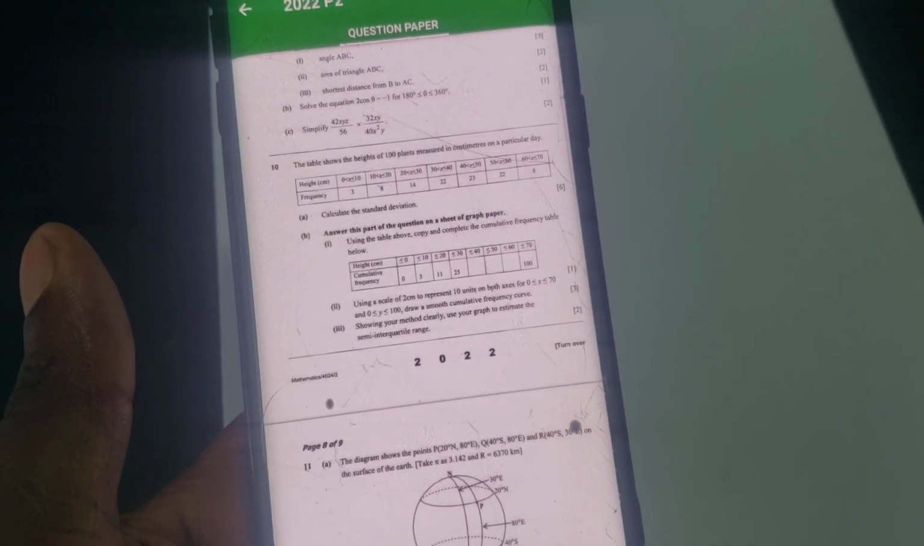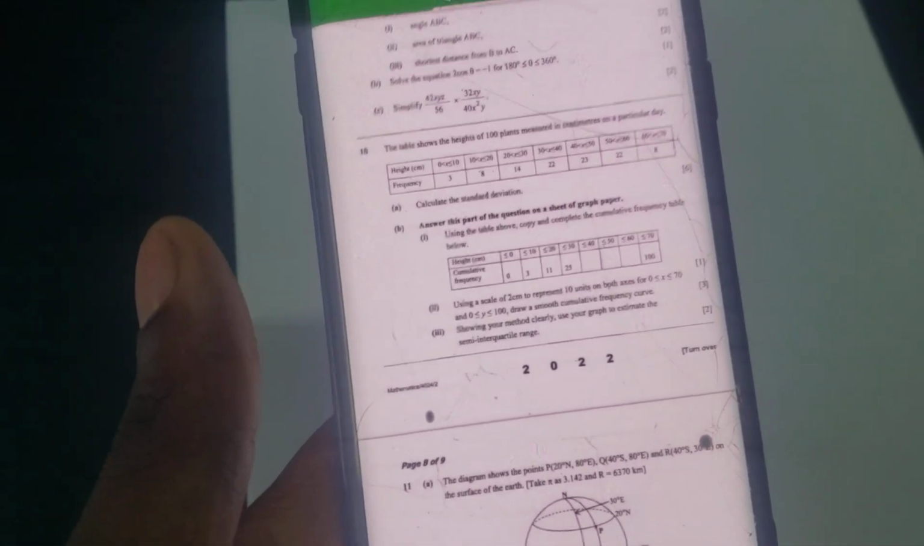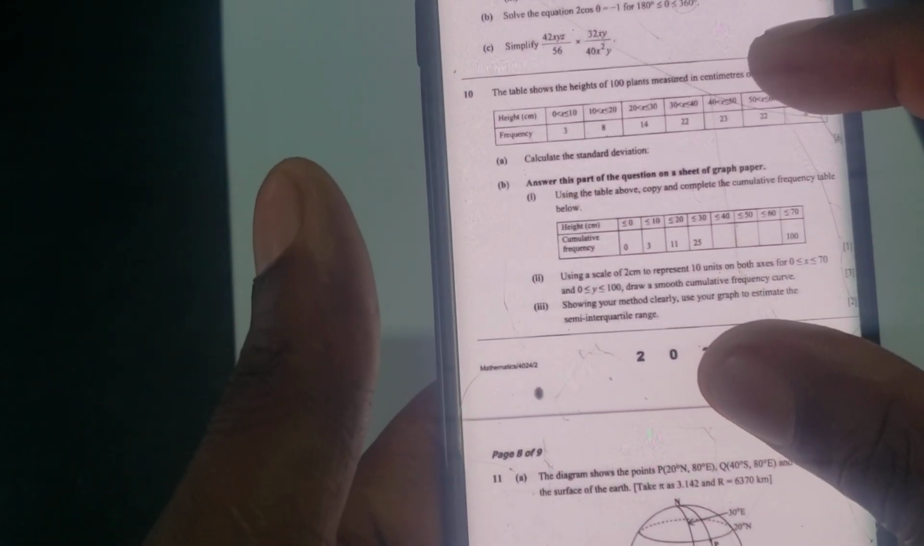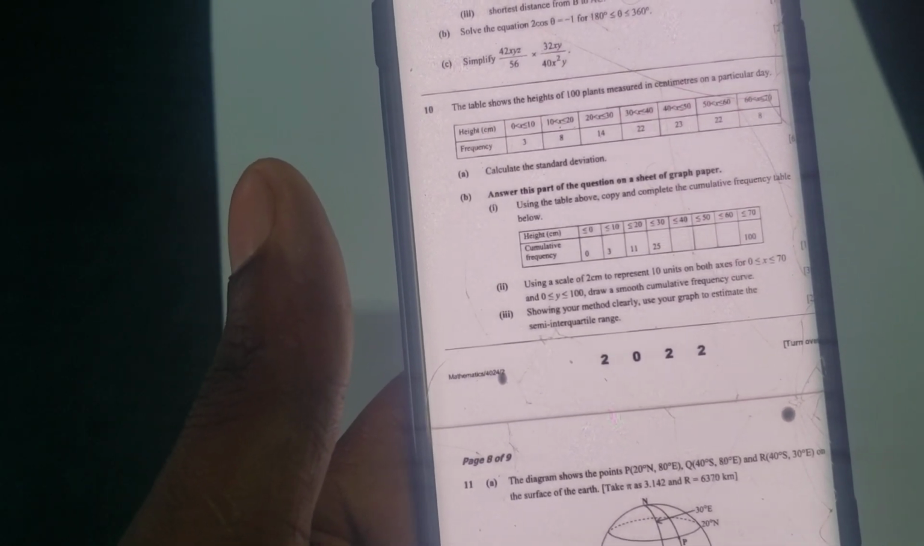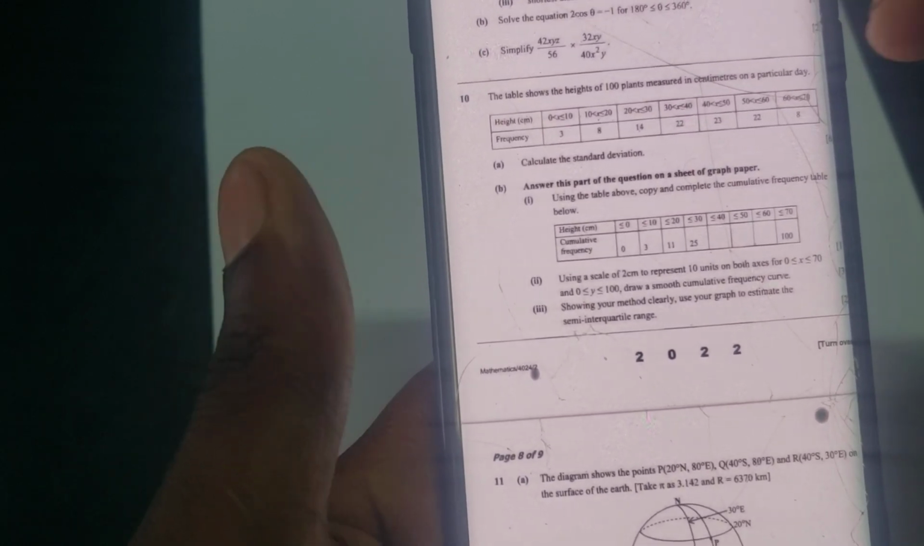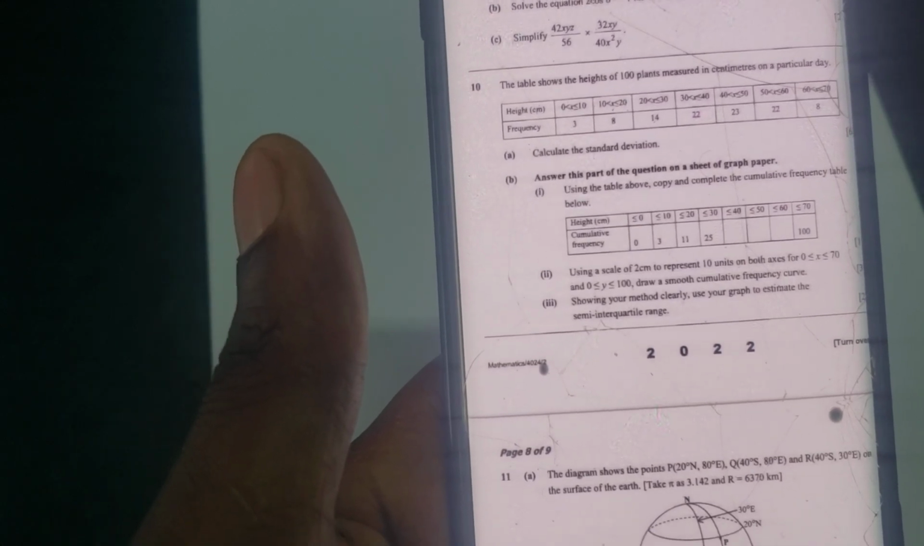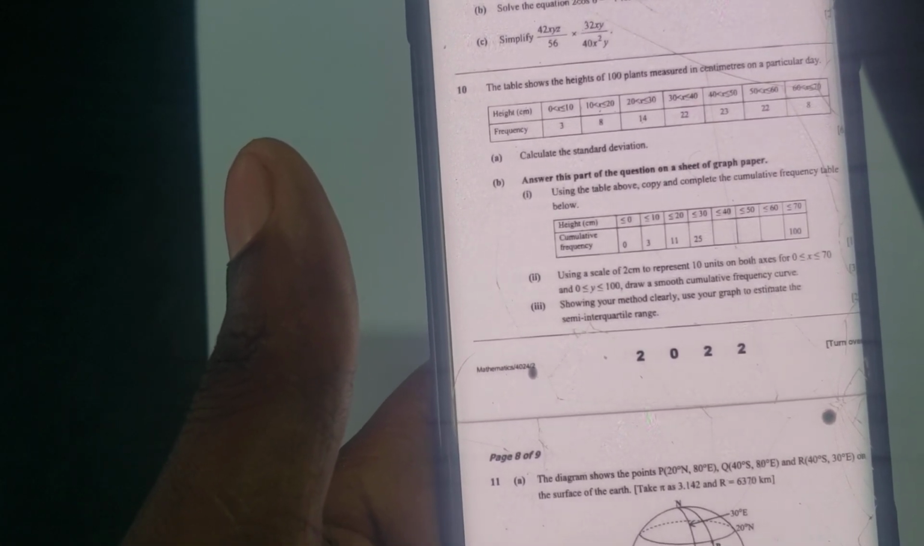All right, let's look at this question from 2022 paper 2. The question is under statistics. It says the table shows the height of 100 plants measured in centimeters on a particular day. Then we have this table showing the heights of those 100 plants, and their frequencies, which are 3, 8, 14, 22, 23, 22, 8.